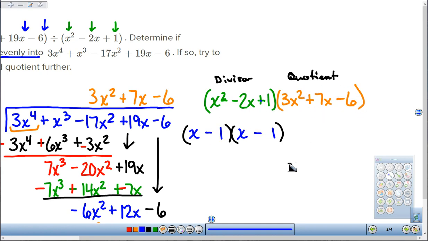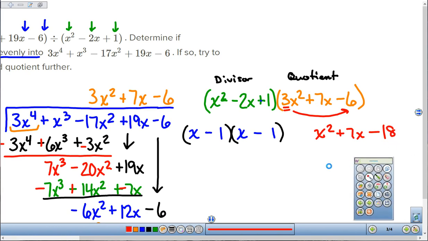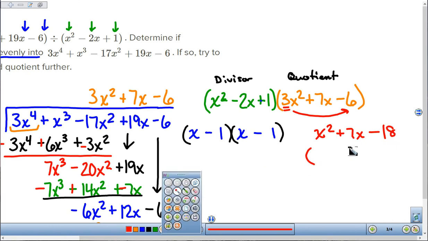This one might factor as well, but I see this 3 at the beginning. That makes it a little more difficult for me. We're going to have to do this slide and divide. So let's try factoring x squared plus 7x. And then instead of doing minus 6, we're doing 3 times that. It'd be 18. Let's factor this the same way as we did the divisor.